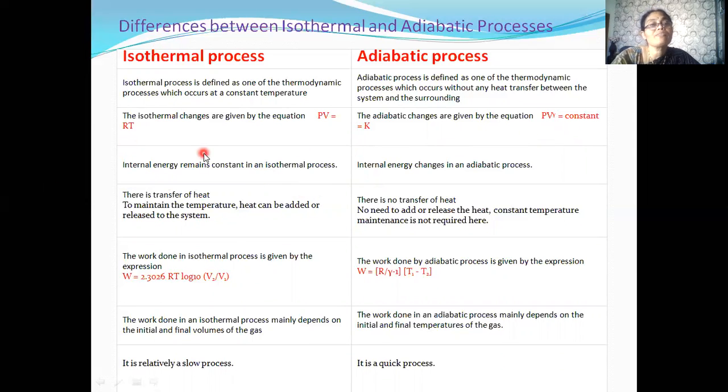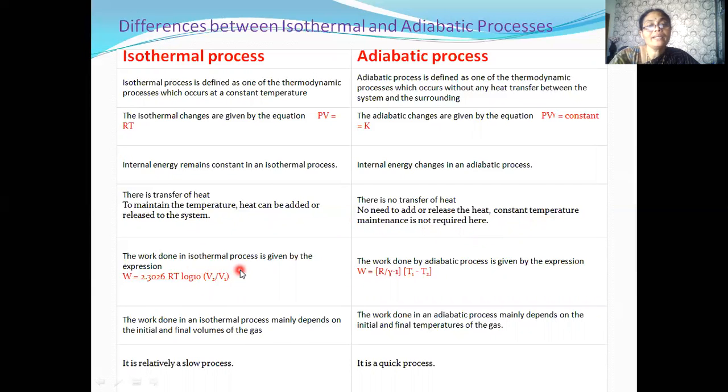In the case of an isothermal process, internal energy remains constant. In an adiabatic process, internal energy changes. In an isothermal process, there is transfer of heat. That is, in order to maintain the temperature, heat Q can be added or released to the system. Here, there is no transfer of heat. No need to add or release the heat. There is no constant temperature maintenance here.